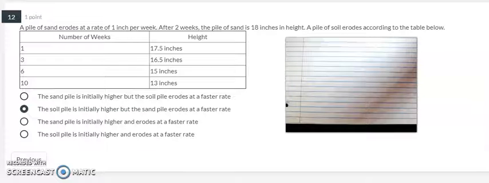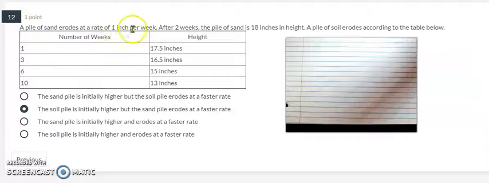A pile of sand erodes at a rate of 1 inch per week. After 2 weeks, the pile of sand is 18 inches in height. A pile of soil erodes according to the table below. So here we have our weeks and our height, and it says initially higher, but erodes at a faster rate. So we have to find both the slope or the speed, and we have to find the y-intercept because it's asking us when they are initially higher.